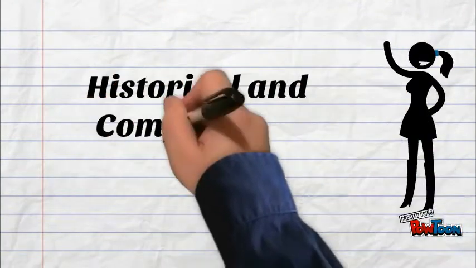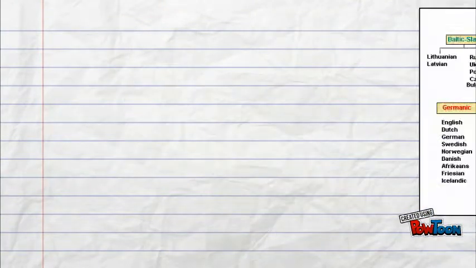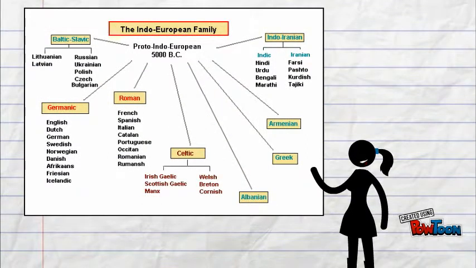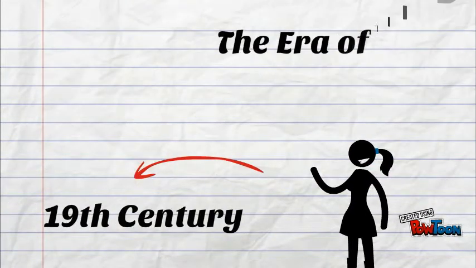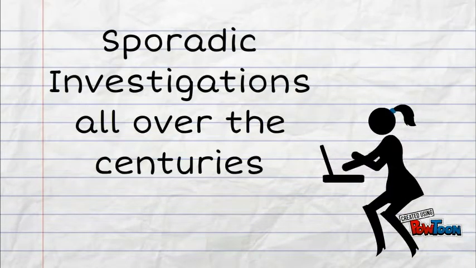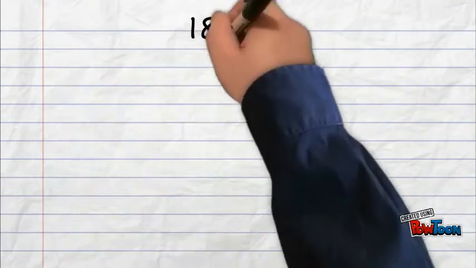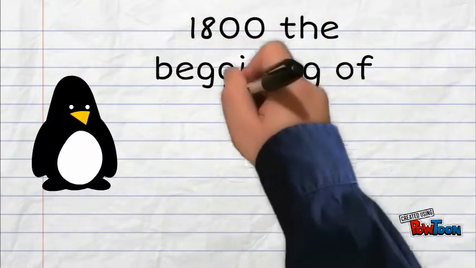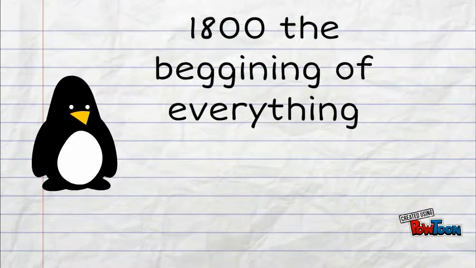Historical and comparative linguistics is a branch of historical linguistics that is concerned with comparing languages to establish their historical relatedness. The 19th century was the era of this type of linguistics. Even when it started, its work was considered sporadic, since the research was not continuous, and it wasn't until 1800 that the continuous investigation of different scholars began.